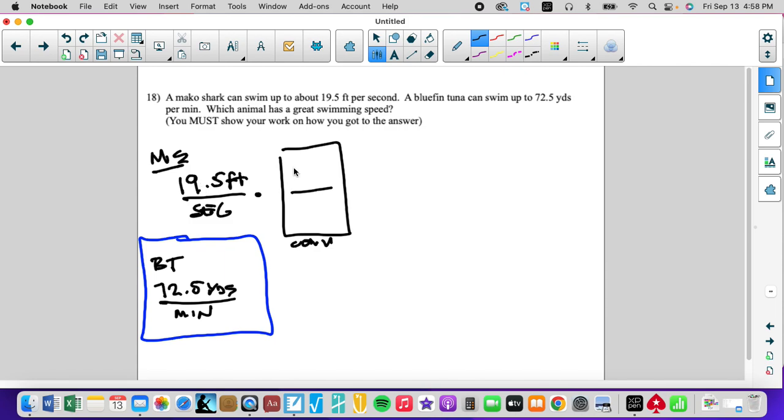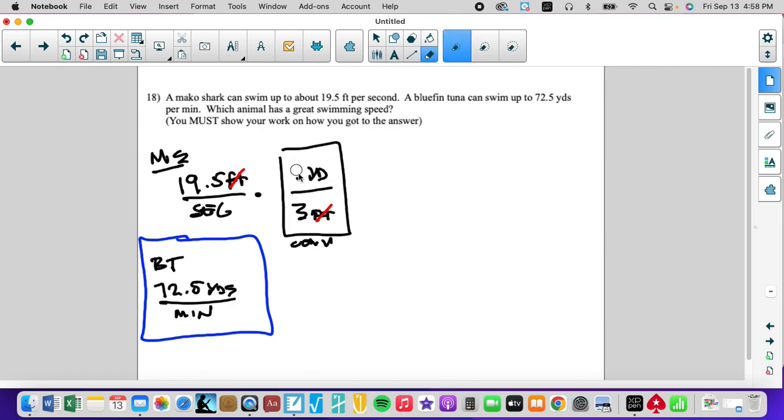Now, the question is, do I put 3 feet here and 1 yard here, or do I flip it and do 1 yard here and 3 feet here? Let's think about the logic of it. Why would this be correct? This is correct because it cancels. This in the denominator cancels with this in the numerator, and we're left in yards. We want to get to yards.